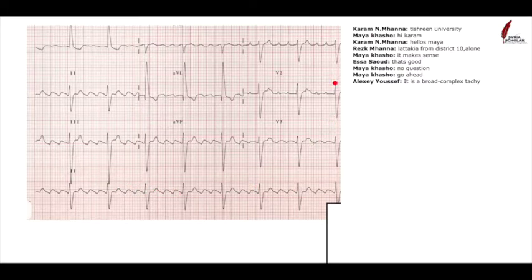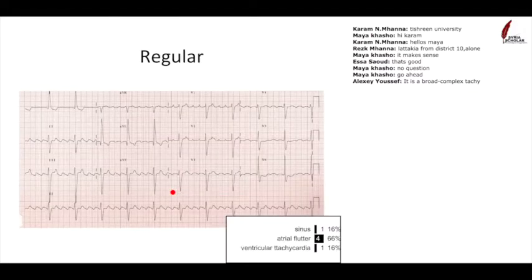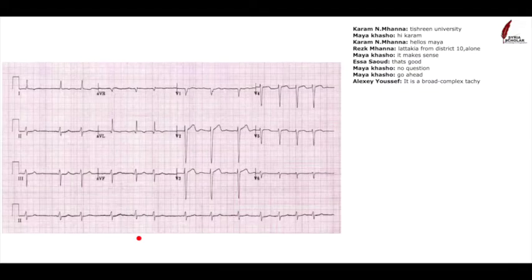This is atrial flutter. So that's it. There are only 2 regular heart rhythms. One is sinus rhythm, which is normal, and one is atrial flutter, which is this, with the sawtooths.